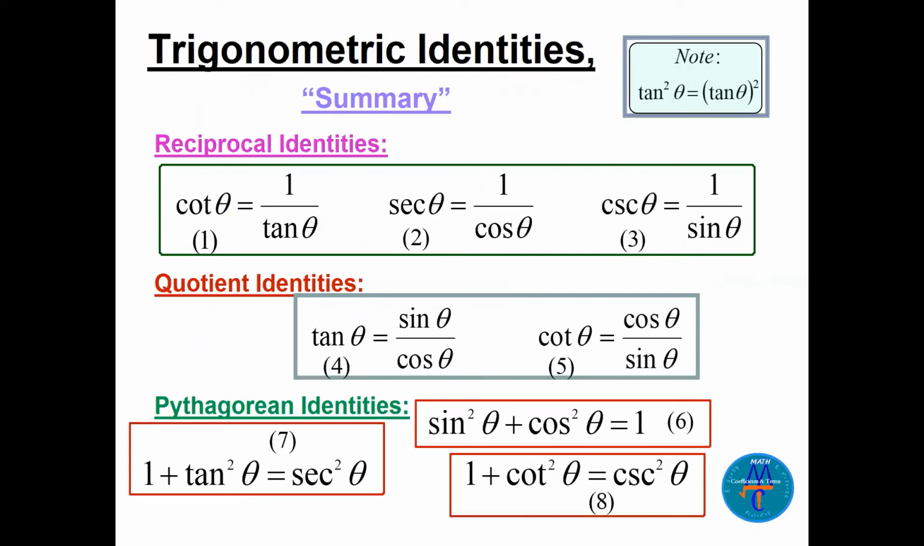Now, this is a summary of all the formulas that we had in this lecture. Just remember, tan squared of theta is tan theta all squared, and the same for sine, cosine, secant, or any power. The power on the function means the power on the whole function. And we know these formulas: reciprocal, quotient, and Pythagorean identities. Sine squared theta plus cosine squared theta is 1. 1 plus tan squared theta is secant squared theta. 1 plus cotan squared theta is equal to cosecant squared theta.